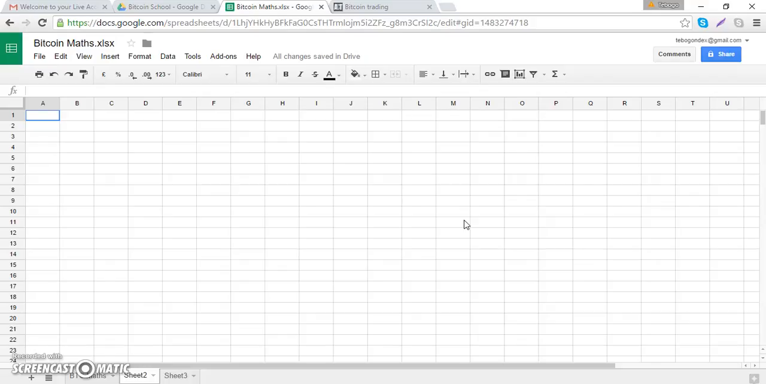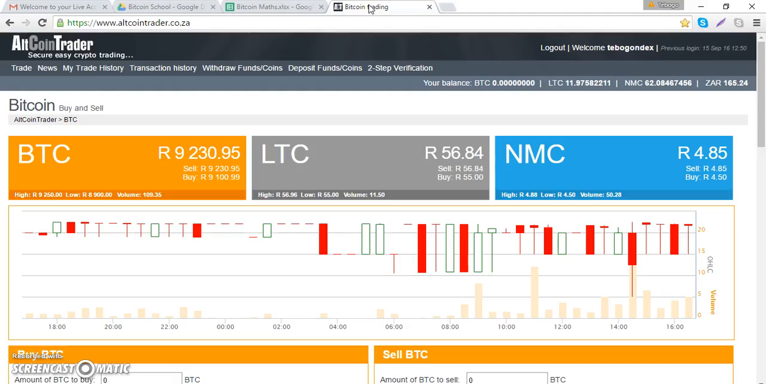Today we're looking at buying Bitcoins. How do you buy Bitcoins? So basically you log into your altcoin trader account, and I guess that you have deposited the 150 that were recommended. So you will have a balance here that says South African rand, 165 rand in your balance, but in your case it will be 150 rand.